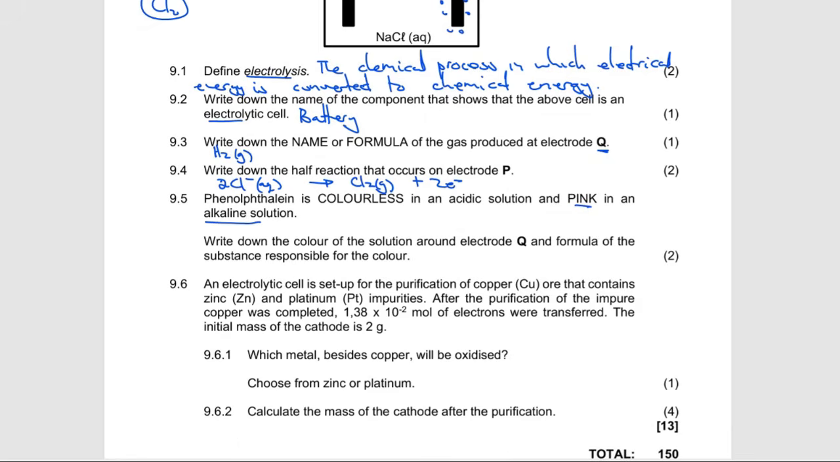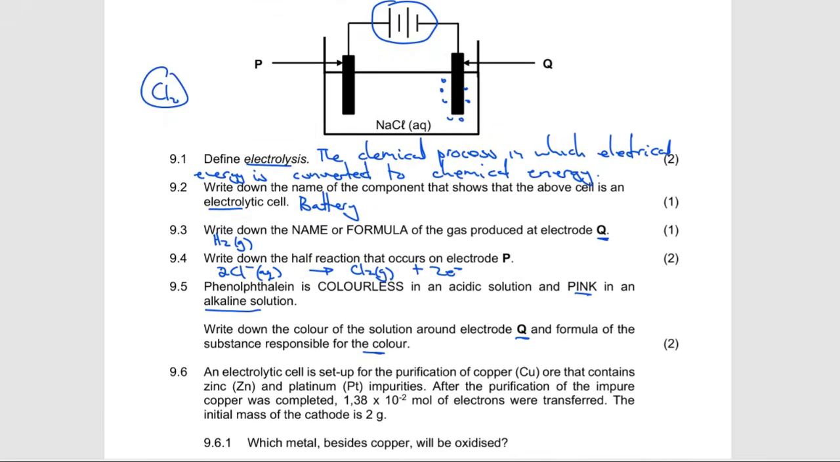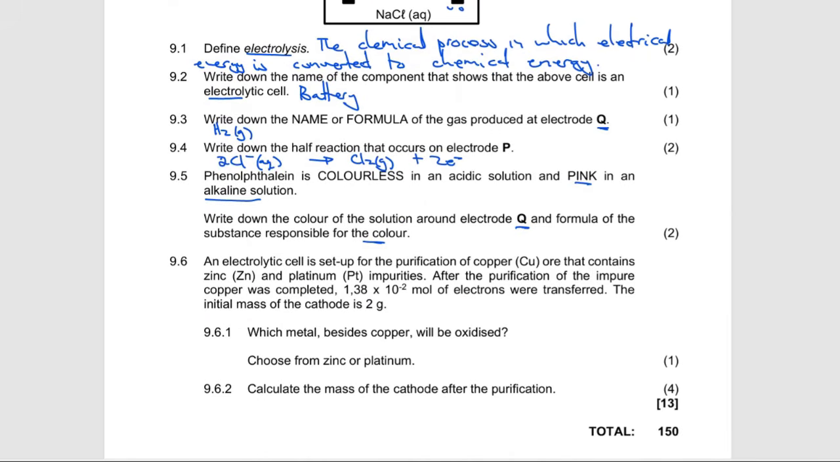Then write down the color of the solution around the electrode Q and the formula of the substance responsible for the color. So the color of the solution around our electrode Q there. Okay, so write down the color of the solution around electrode Q and the formula of the substance responsible for the color, right? So now our color there is going to be pink.